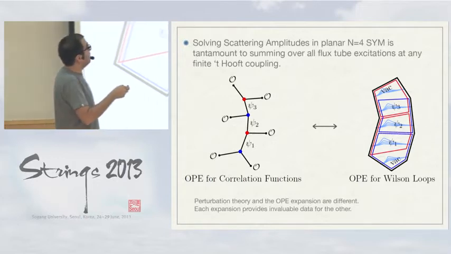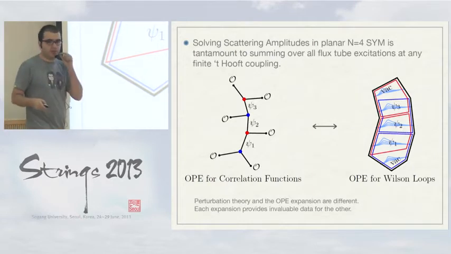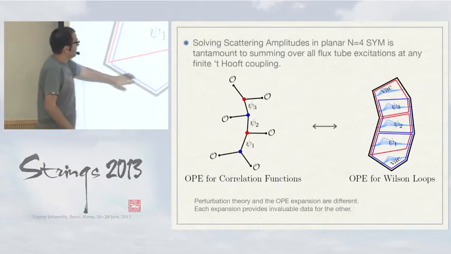Now, this is not totally obvious that this is a property of the flux tube. You could think that there are different pentagons. You might think that there are different pentagons.